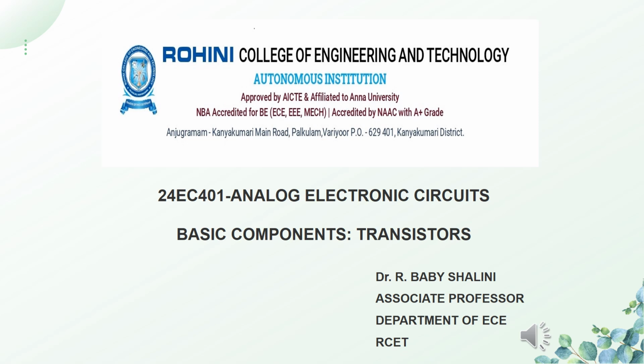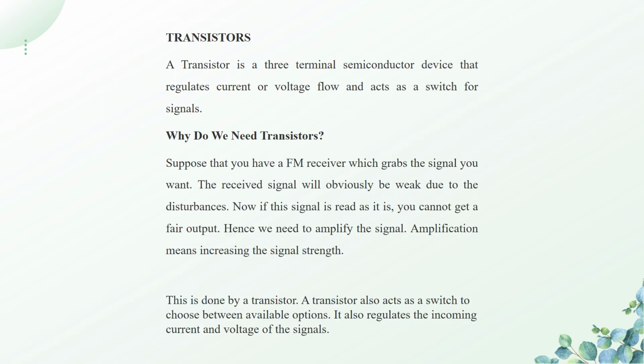In this video, we are going to see about one of the most important basic electronic components, transistors. So, what is a transistor? A transistor is a three-terminal semiconducting device that regulates current or voltage flow, and it acts as a switch for signals, which means whatever input is given to the transistor will be passed at the output end.